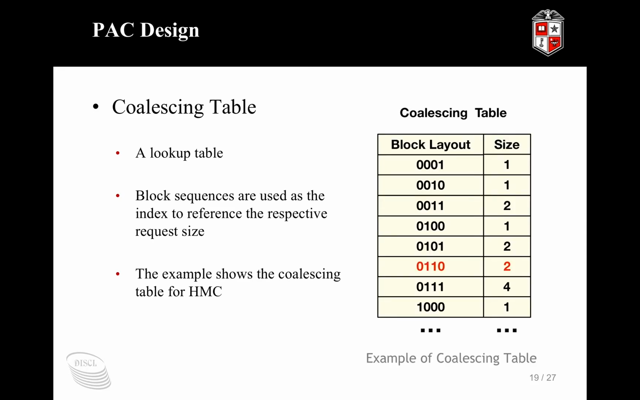This is one of the examples that shows how the coalescing table works. On the left of the coalescing table, the left column is the block layout, which is the block sequence, also used as an index to check the coalescing table. For instance, the second row of the coalescing table is 0001, representing only one cache block has been referenced, no matter how many requests have already been coalesced. As a result, the aggregated request size will remain 1. Also, the block layout marked in red is with the sequence 0110, which means there are 2 cache blocks referenced within this aggregated request. As a result, we only need a 128-bit memory request, so the request size will be equal to 2, representing 2 cache blocks.